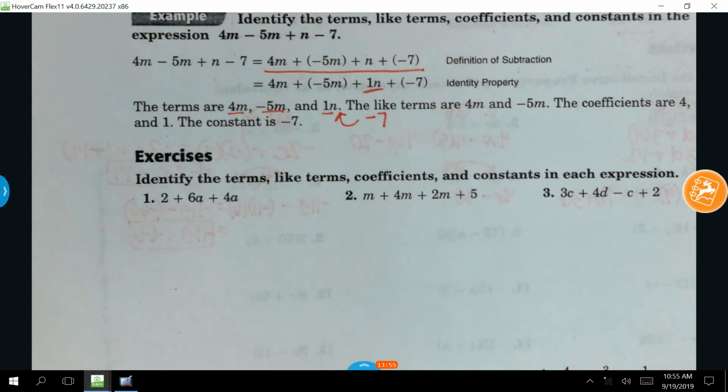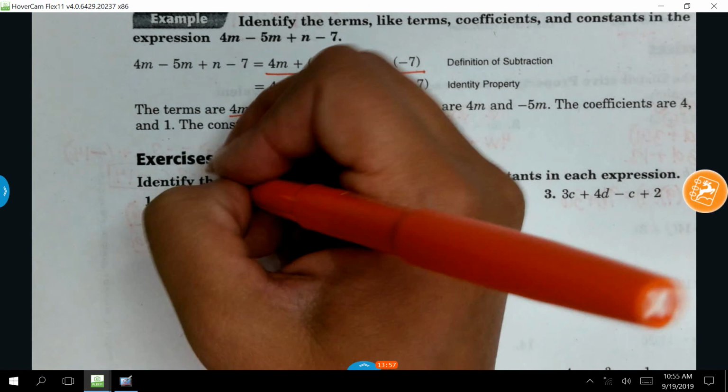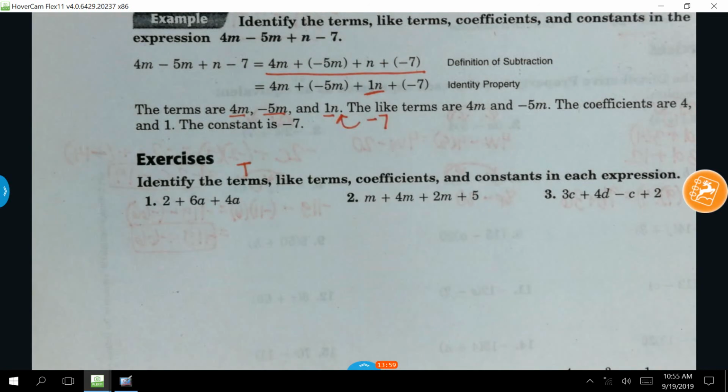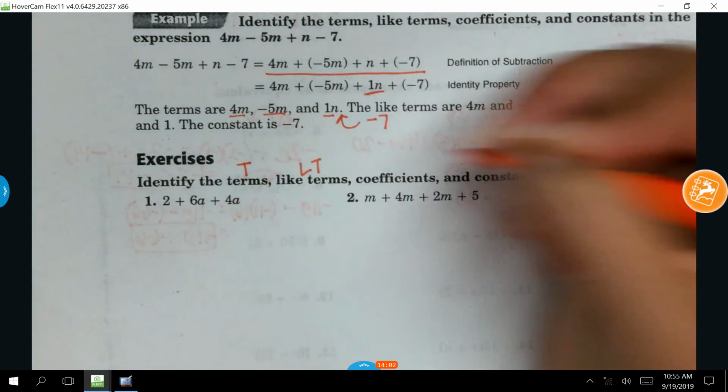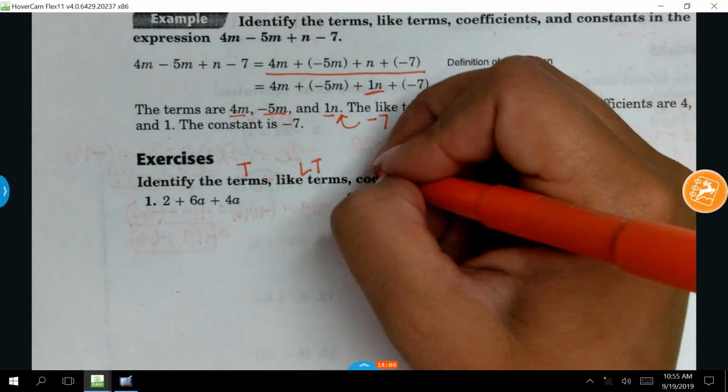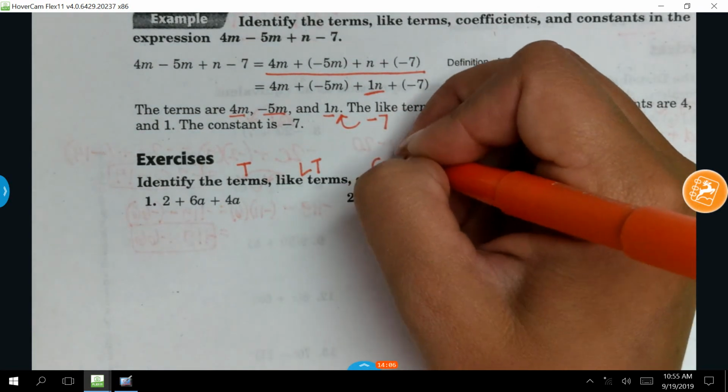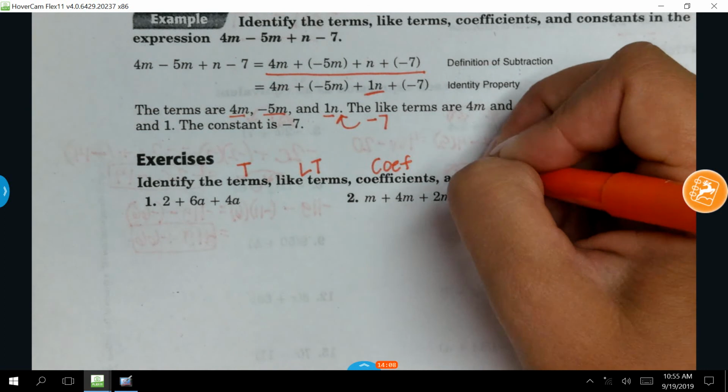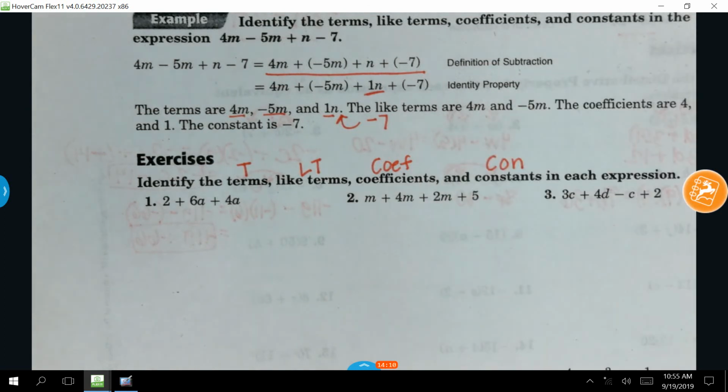First off, I'm going to abbreviate so we're not writing all these long words. So for terms, I'm just going to put T. For like terms, I'm going to put LT. Coefficients, I'm just going to put COEF. And then constants, I'm just going to put CON. Okay.